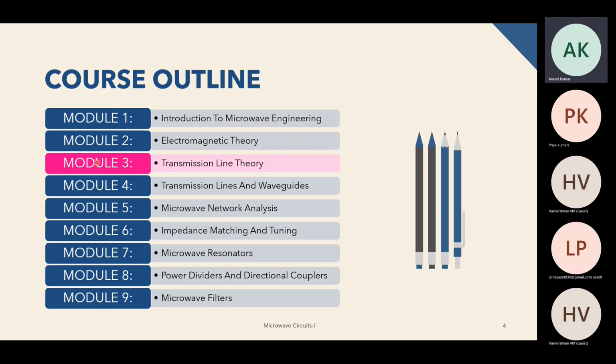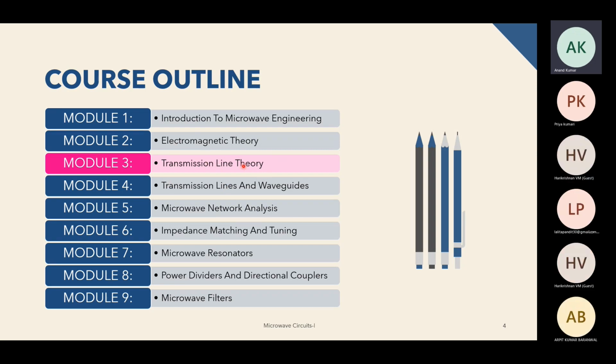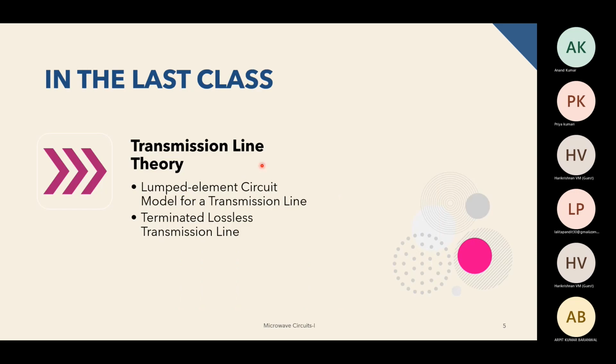So we are here. We completed module 2 in the class before the previous class. In the previous class, we started the transmission line theory. We looked at some basic things, including the telegrapher's equations and the wave propagation in transmission line. So we'll quickly do a revision today as well. Need not worry if you missed yesterday's class.